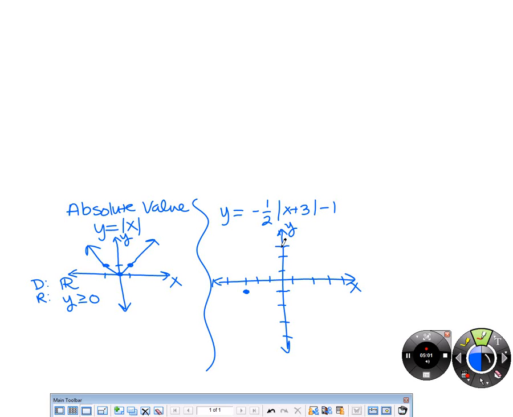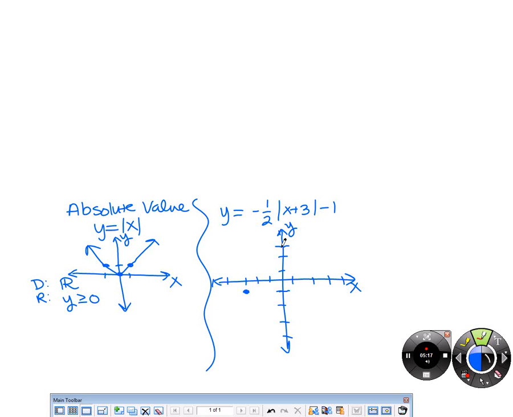All right, so then should our V go upward or downward? Down, because the A value is negative. And again, because the absolute value has straight sides, this is why it's almost easier to just do it this way instead of with the transformations.